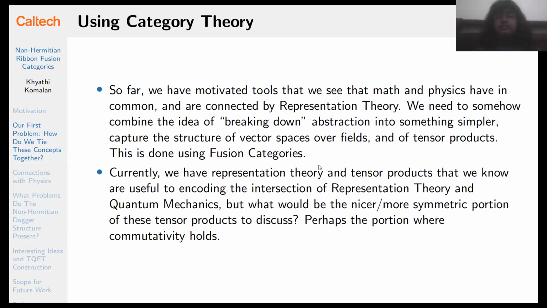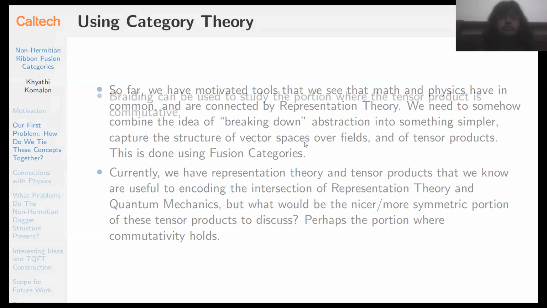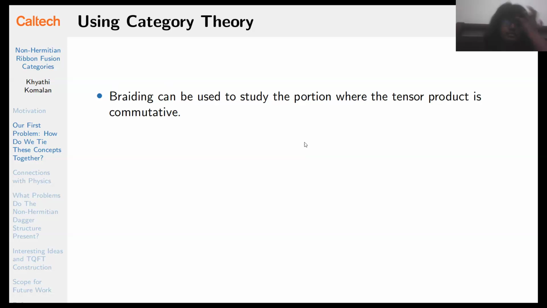Currently we have representation theory and tensor products, which are useful for encoding the intersection of representation theory and quantum mechanics. But as we discussed, commutativity is a really nice kind of symmetry, right? So that would be a greater portion to discuss. The way commutativity is represented in category theory is by studying the portion where the tensor product is commutative, and that is done through braiding.